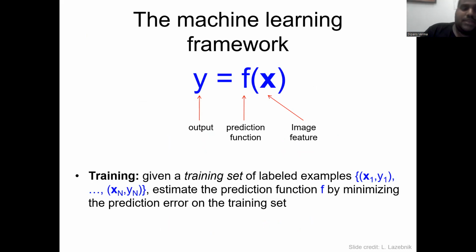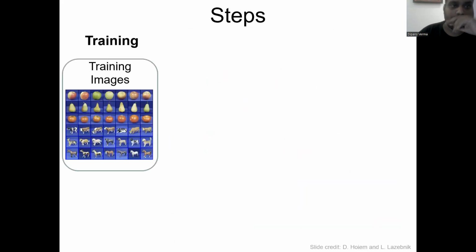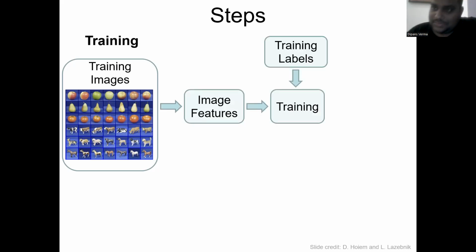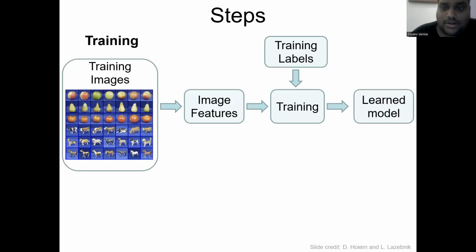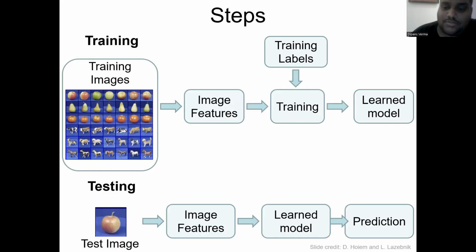Train the prediction function by minimizing the prediction error on the training set, right? Apply f to a never-before-seen test example x and output the predicted y equal to f of x, right? So this is correct, right? This is the training images, and we do image featuring, and we have training labels, training, right? And learn the model, and then testing, we have test images. We have the image features, learn the model, and then we do prediction. Okay, so this is the apple, right?